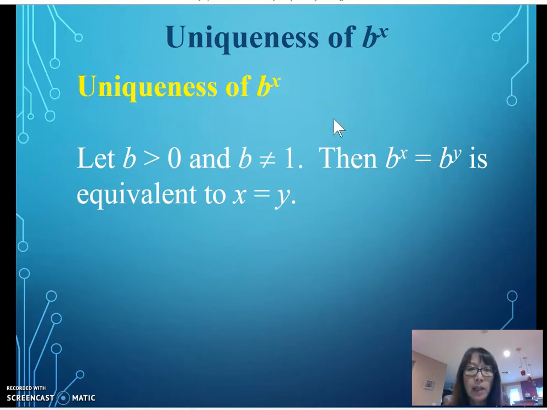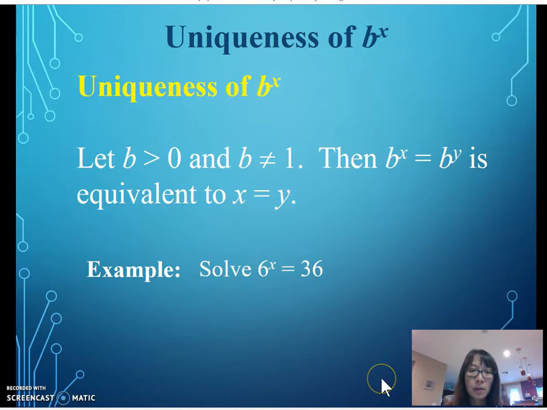The uniqueness property of b to the x, which will help us solve equations, is what we're going to be looking at now. This property just says if b is greater than 0 and b is not 1, then b to the x equals b to the y is equivalent to saying x is equal to y. This is just saying that if the bases are the same, then the exponents have to be the same.